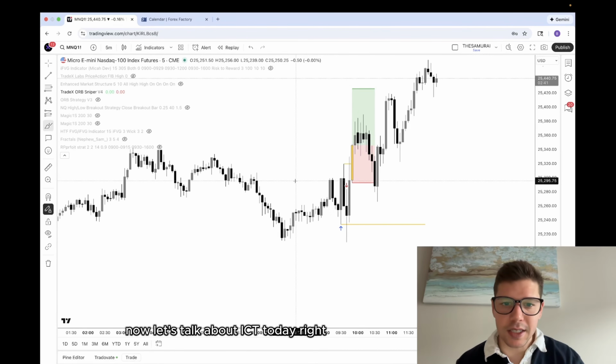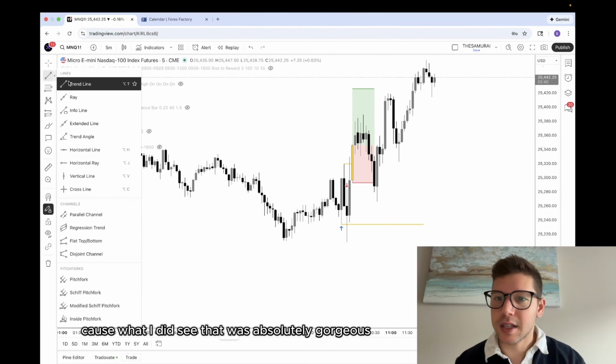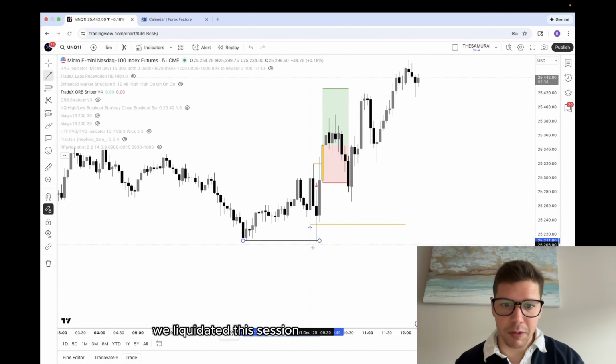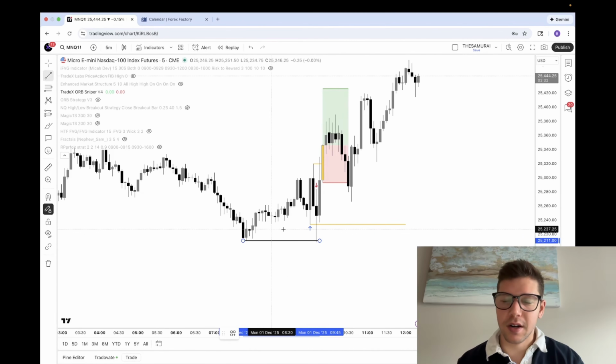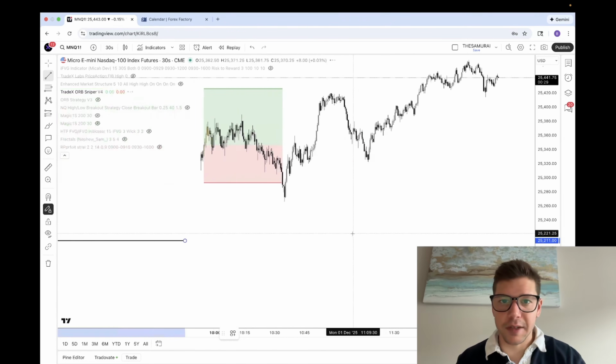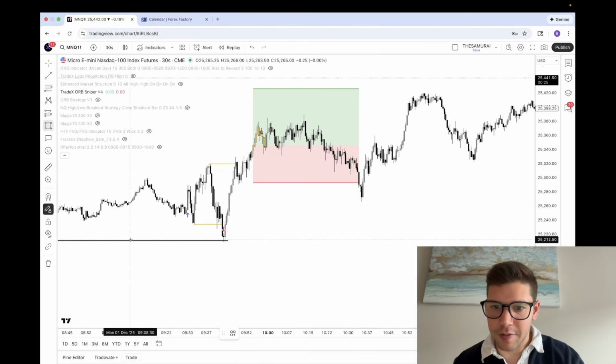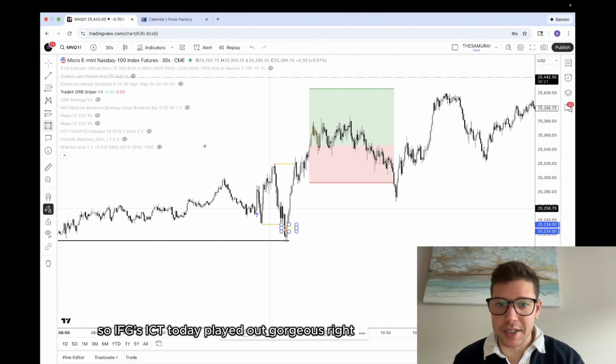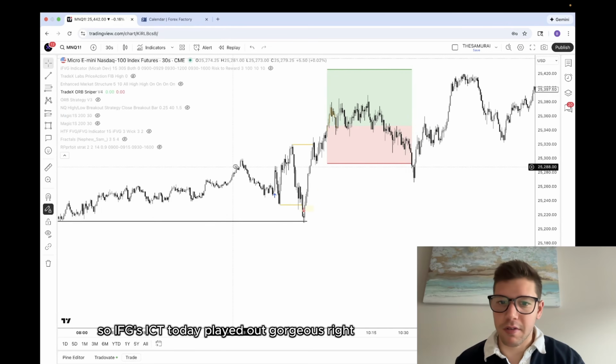Now let's talk about ICT today. What I did see that was absolutely gorgeous was this session sweep right here. We liquidated this session over here. And if we come into the 30-second, I did see this nice IFVG come and play out right here. You could have taken these longs. So IFVGs, ICT today played out gorgeous.